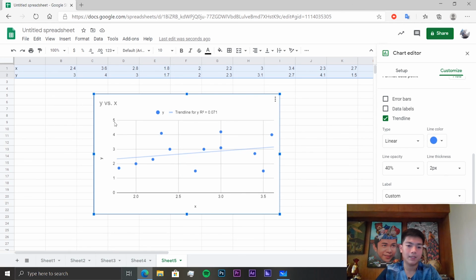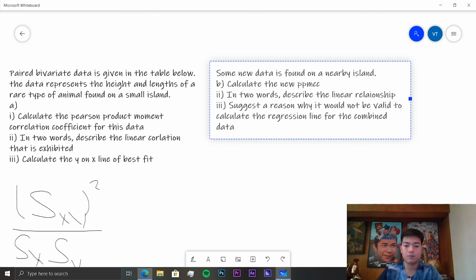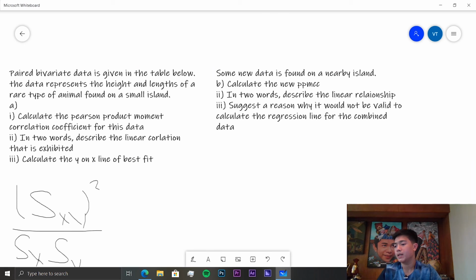So this is weak positive correlation, and it's probably not particularly valid to include these extra points because they're from a different population. They're from a different smaller island. So yeah, and that's it.